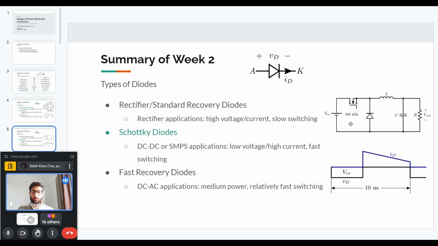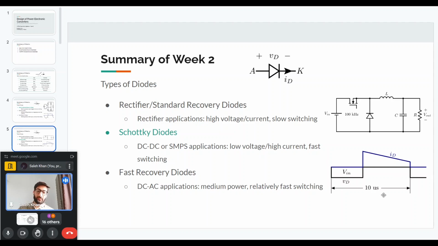Next, if we talk about the DC-DC converters or SMPS applications, where we want to have very compact converters, we require very high switching frequencies. In these cases, the switching times of the diode should be very small. Otherwise it will take too much time to switch. For example, I'm showing a buck converter with 100 kilohertz frequency. So that means the total switching interval is 10 microseconds.